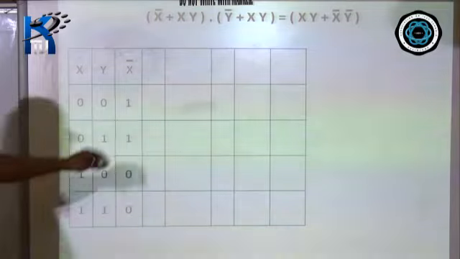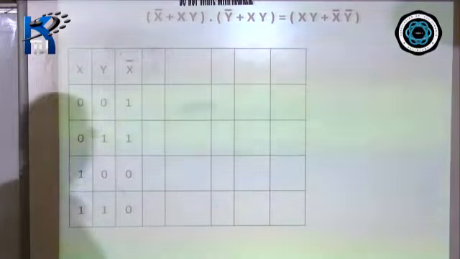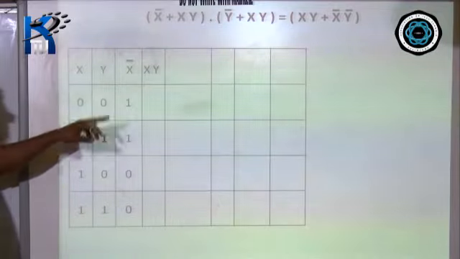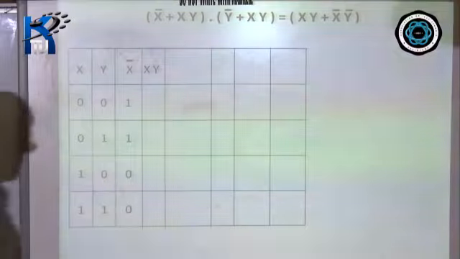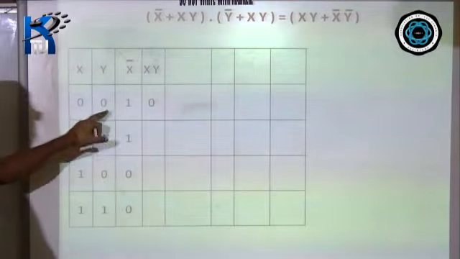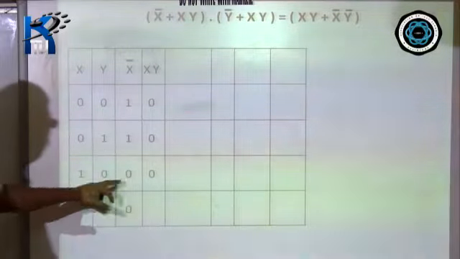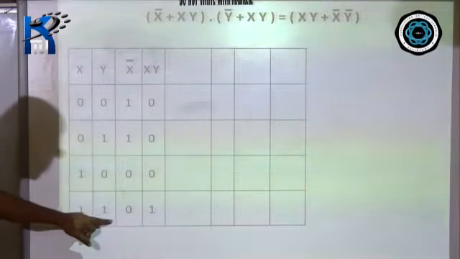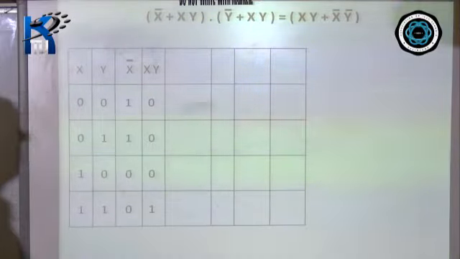Fine. Next is xy. Xy means x dot y. X dot y is the AND gate. That means between x and y we have to use the AND gate. In case of the AND gate, remember, only when both the literals are 1, the output will be 1. In all other cases, it will be 0. So 0, 0 is 0. Next one, 0, 1 is 0. 1, 0 is 0. And finally, the last one, 1, 1 is 1. So only in this last row we got both as 1, so the output is 1. So xy is 0, 0, 0, 1.